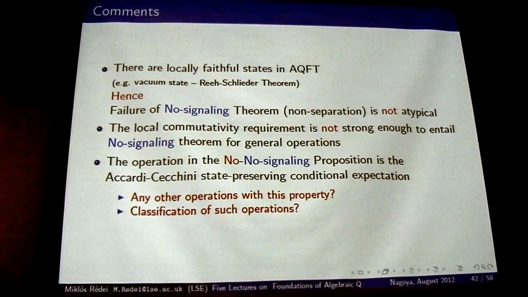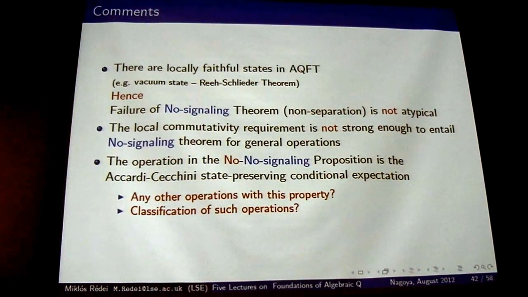First of all, you realize that the condition that the state is faithful for a local system is not really a very strong one. There are lots and lots of faithful states. Local states are typically faithful. So the violation of the no signaling is not atypical. And the other commentary is that, perhaps somewhat surprisingly, the local commutativity requirement is not strong enough to exclude signaling for general operations.